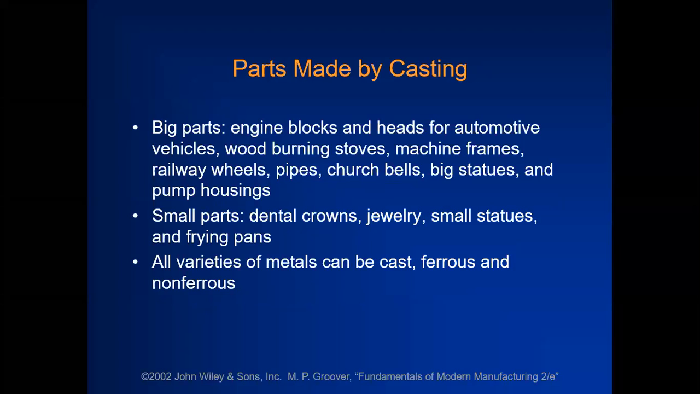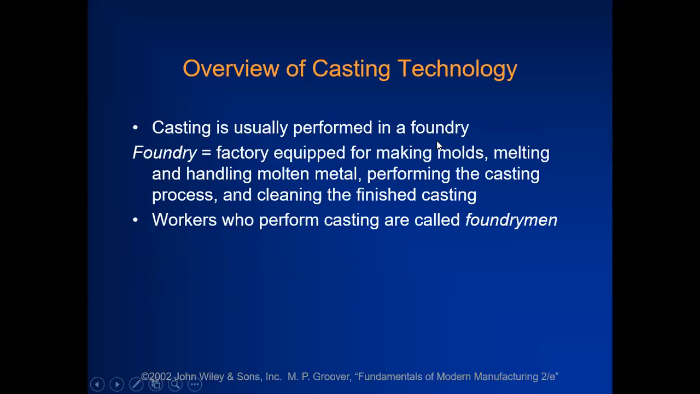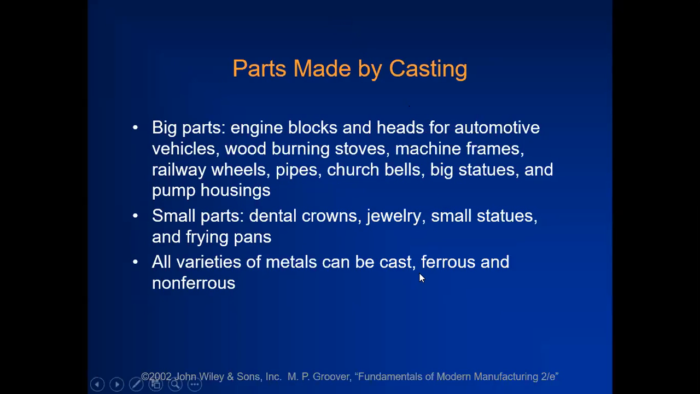Some of the casting processes. Parts made by casting include big parts such as engine blocks and heads for automotive vehicles, and wood burning stoves. These are examples of parts that are made by casting. There are a few smaller parts, such as dental crowns. Dental crowns means the covering of the teeth. Also jewelry, small statues, and frying pans. These are examples of casting processes, and a large variety of ferrous and non-ferrous parts can be made.